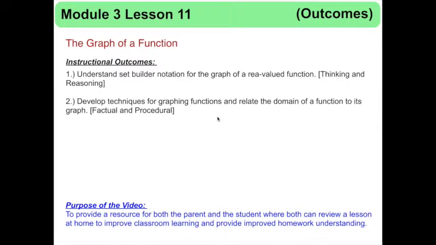M3 lesson 11 entitled The Graph of a Function. So we have two outcomes. The first one is to understand set builder notation for the graph of a real-valued function. The second one is to develop techniques for graphing functions and relate the domain of a function to its graph.